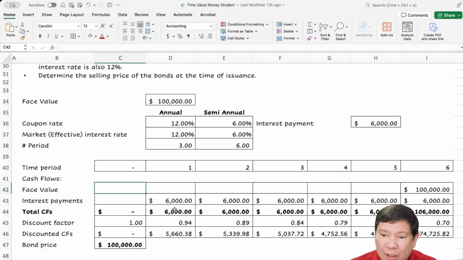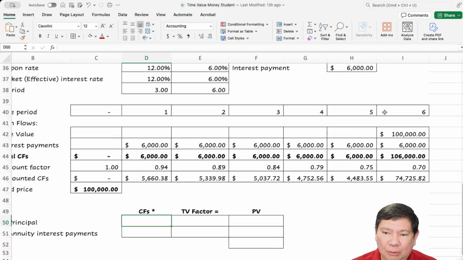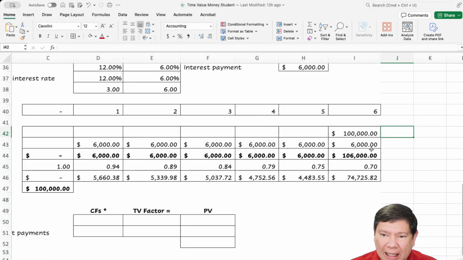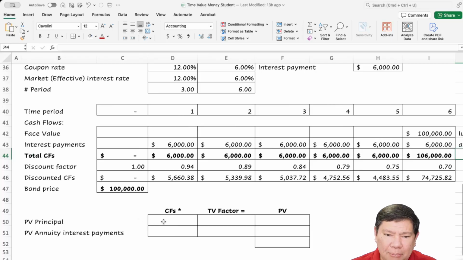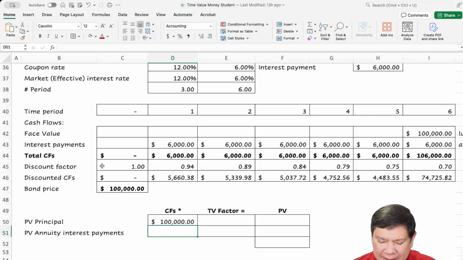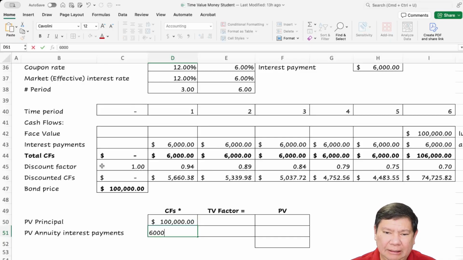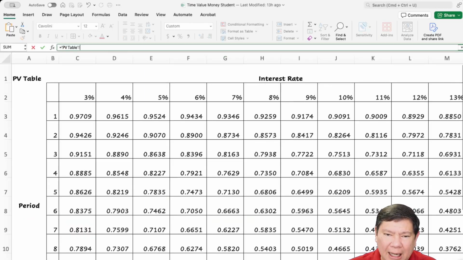Now, because you're not going to use Excel, let's do it with the table. So we have again 2 types of cash flows. The 100,000 is the lump sum, and the $6,000 is the annuity. So for the principal, 100,000, and for the interest, 6,000. Okay. The time value factor for the principal, we use the present value table.